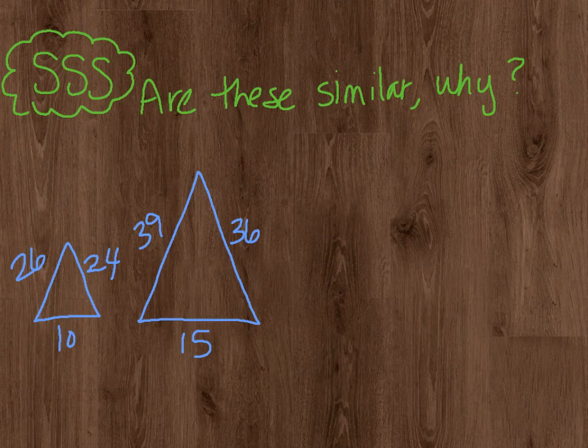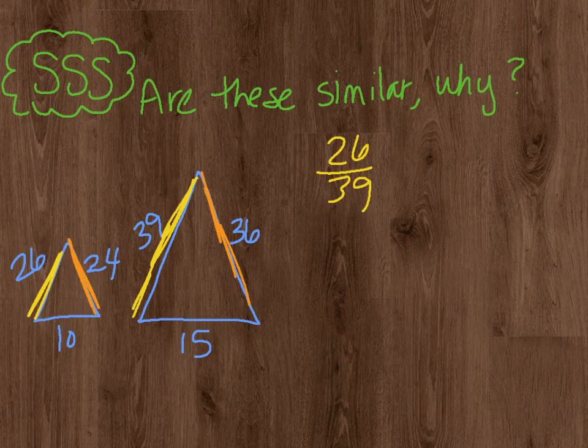Remember when we did scale factors and I had you line up the different scale factors to show if they were similar? It's exactly what you would do here. So just a quick review: you want to line up what goes together. So 26 would go with 39, so I'm going to line that up, 26 over 39. The 24 is going to go with the 36, so I'll line those up in a fraction or ratio. And then your last one is 10 and 15. So you put 10 over 15.